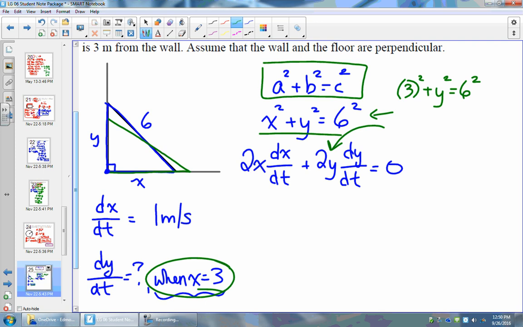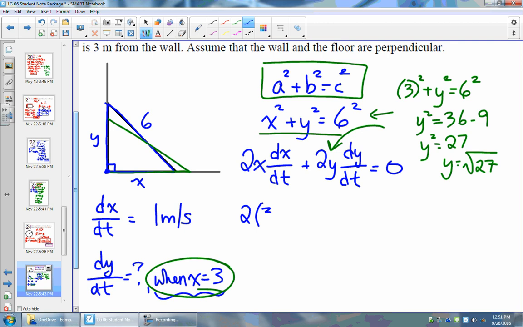All right, so y squared is going to be equal to 36 minus 9. So y squared is going to be equal to 27. So y is going to be equal to the square root of 27. So now I can plug that into my equation and all my other values. So I've got my x, which we already said was 3, my dx/dt, which was given as 1, plus 2, now I know y, is the square root of 27, dy/dt is equal to 0.